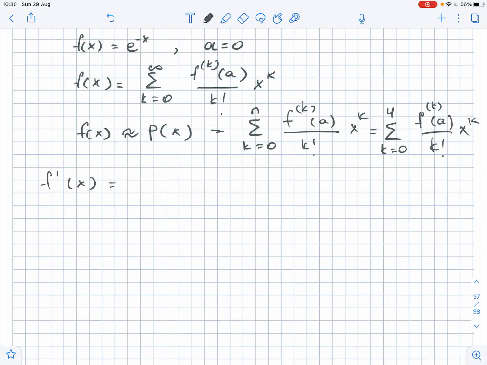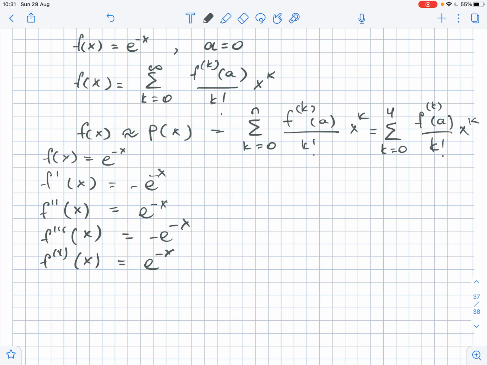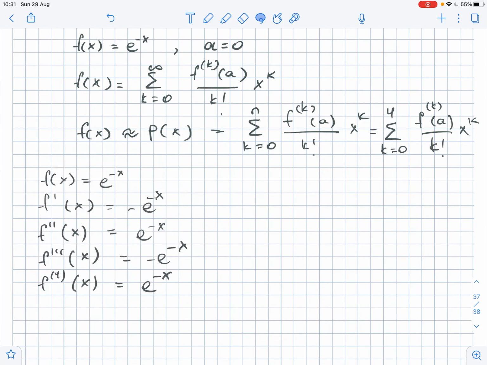So first we start by finding f prime of x. Let me write, f of x equals e to the power of negative x. Then f prime of x equals negative e to the power of negative x. Then the second order derivative of f of x equals e to the power of negative x. Then the third order derivative of f of x equals negative e to the power of negative x. And the fourth order derivative of f of x equals e to the power of negative x.